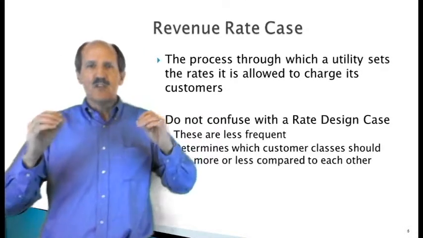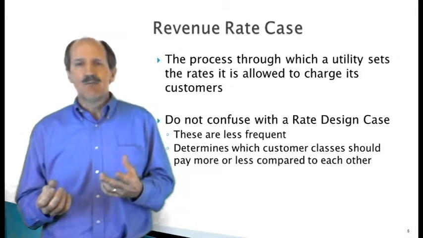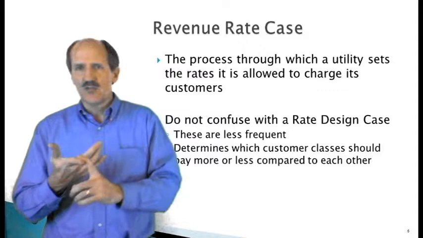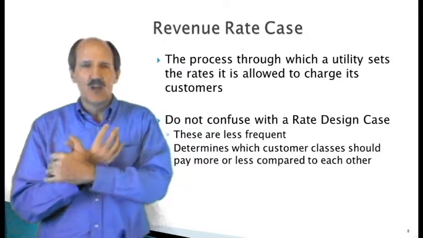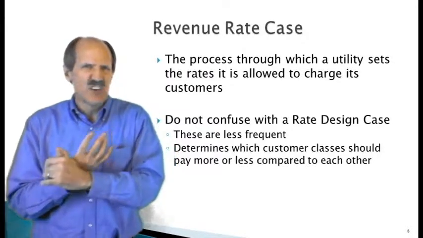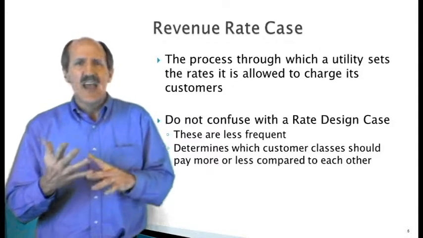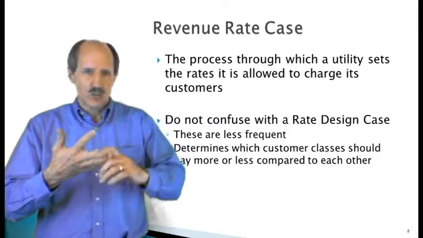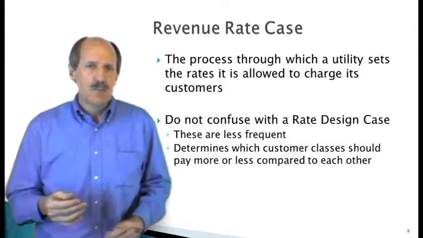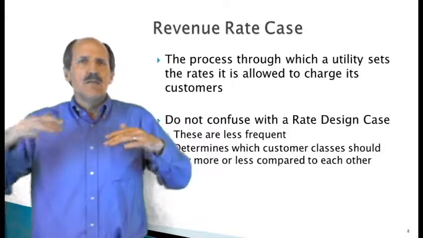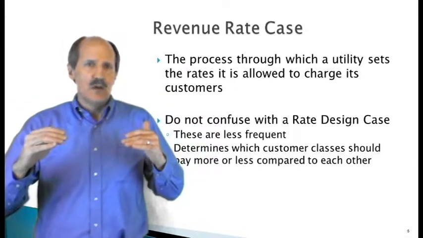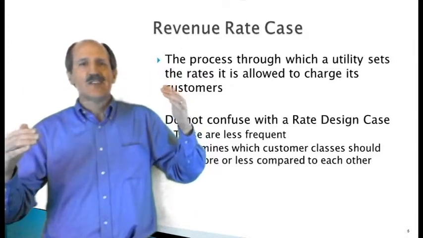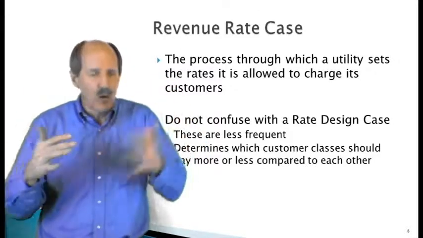But what happens is that the different classes, and by classes I mean residential, small commercial, large commercial, big industrial, and a lot of times street and area lighting, private area lighting, as a separate class. And each of those can be subdivided. But as far as the big classes, you've got residential, commercial, industrial, lighting. They may go up or down so that residential pays a little more, big industrials pay a little less, lighting pays, however it shifts.